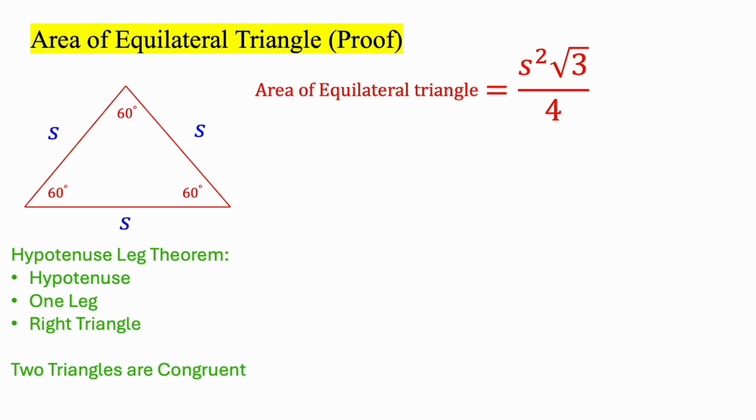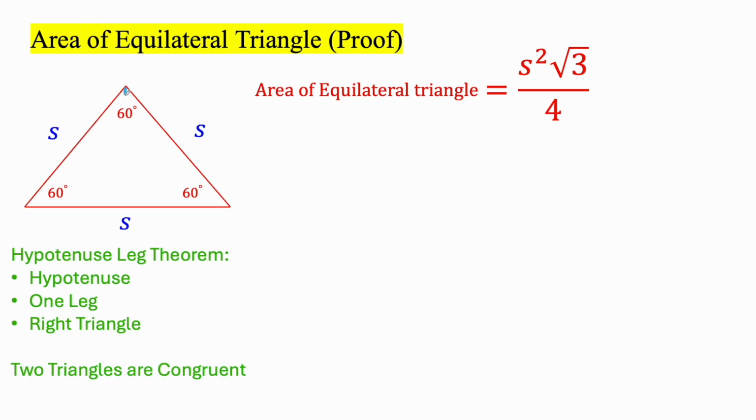Okay, in this video, we're going to go ahead and prove that the area of an equilateral triangle will be side squared times the square root of 3 divided by 4. And so, let's begin. So, this is our equilateral triangle. Each angle is 60 degrees, so our side length would also be the same.